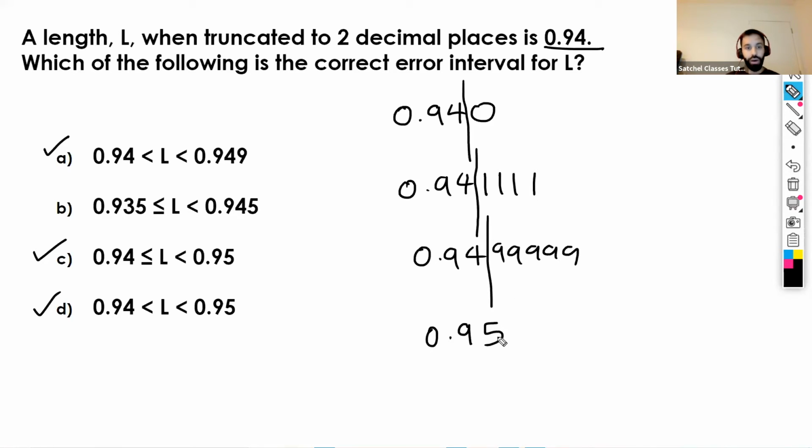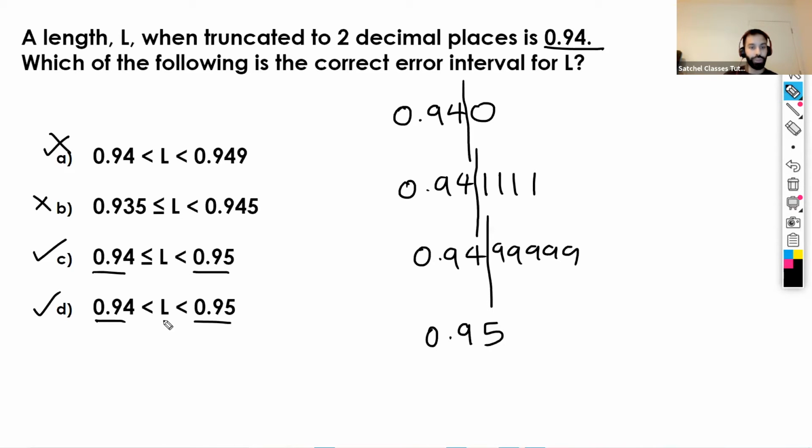So this is our upper bound. 0.94999 is the maximum value we could have, but this is how we would write the upper bound. So our upper bound could be C, so it's not going to be A anymore, but it can be C and it can be D. Both of these bounds are correct.